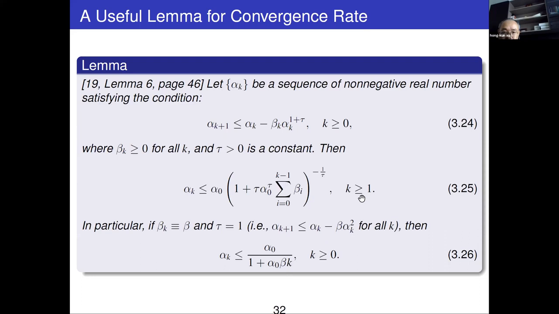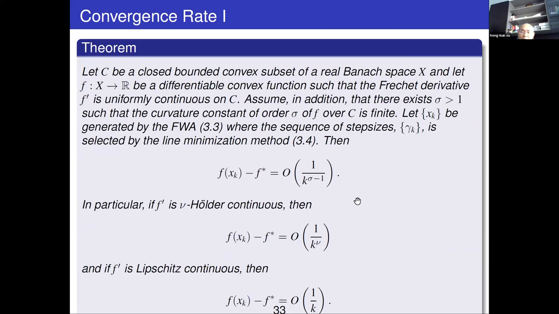Now I have a Banach space, and I have a closed bounded convex subset C. Now we have an objective function F, differentiable and convex. The derivative of F is uniformly continuous on C. Additionally, I assume that there exists some sigma bigger than 1 such that the curvature constant of order sigma over C is finite. And then let's consider the sequence generated by FWA.